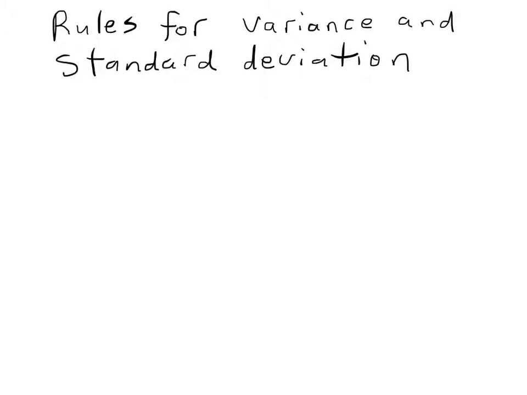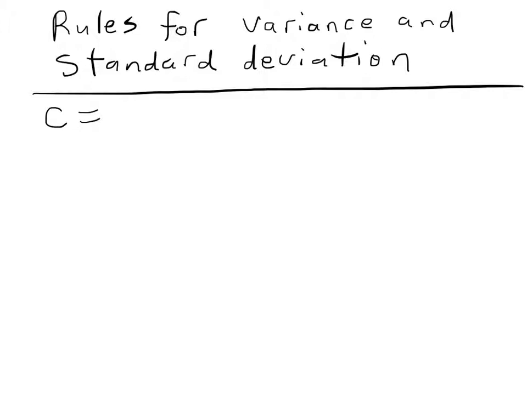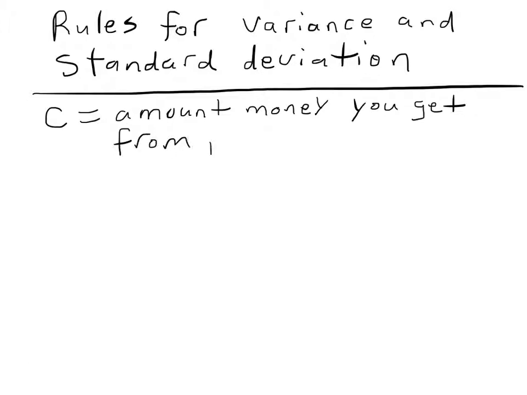So let's make a table that displays the probability model for the insurance policy. Leave room for an extra column or two that we'll add later. So first I'm going to make up a random variable. I'll make it something about cost or money. So I'm going to make my random variable C, and I'm going to say that that's the amount of money you get from the policy.